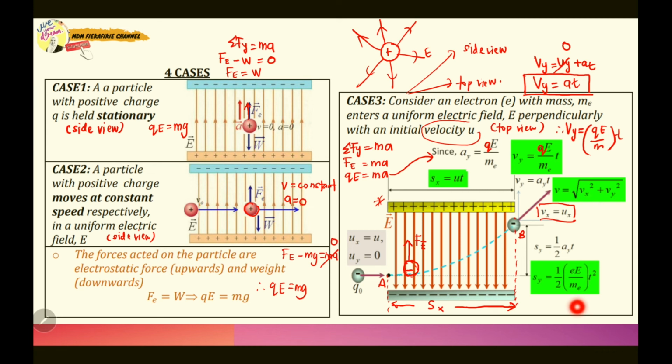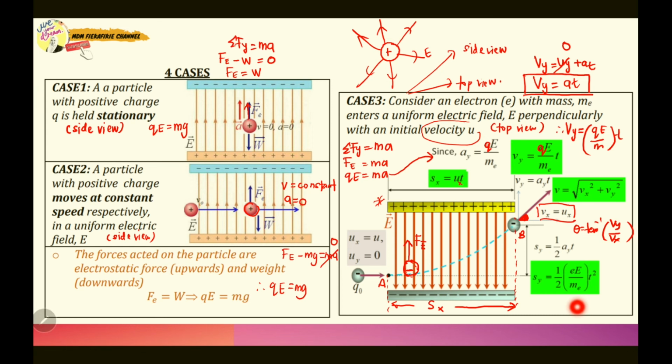You can also calculate the direction, the angle, where theta is equal to inverse tangent of Vy over Vx. So we can find the angle when the electron leaves the electric field. Okay, good. Earlier we talked about the horizontal displacement, where the horizontal displacement travelled by the electron, Sx, is equal to uxt. So put here uxt.